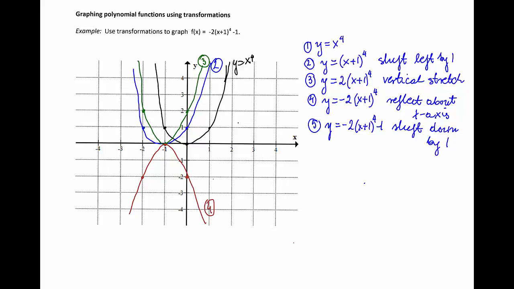And finally, what we have to do is shift down by 1. So again, every point is moving down by 1. The whole graph is going to move down by 1. And this is the final graph. This is the graph of the function f of x equals negative 2 times (x plus 1) to the 4th, minus 1.